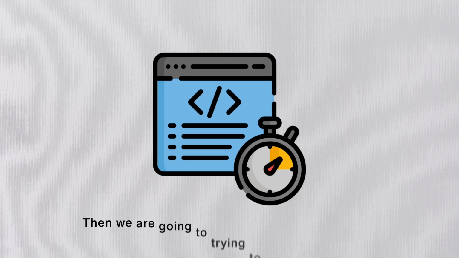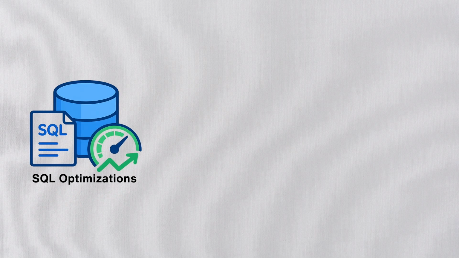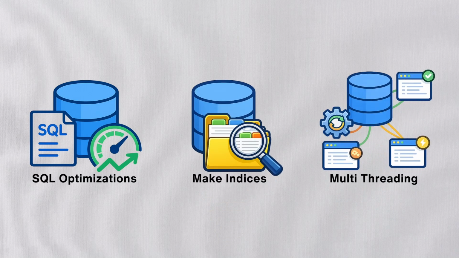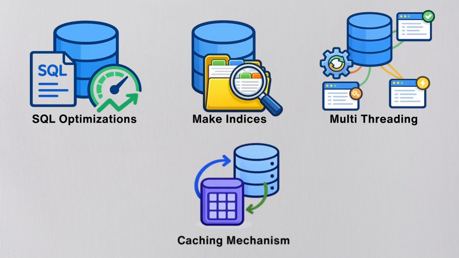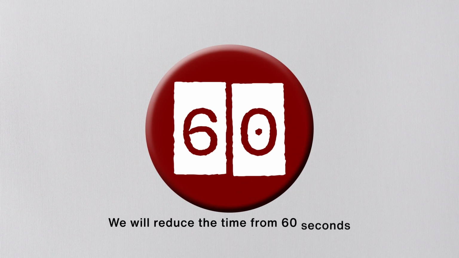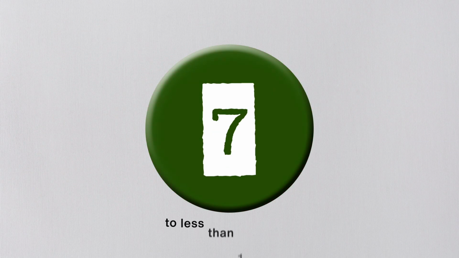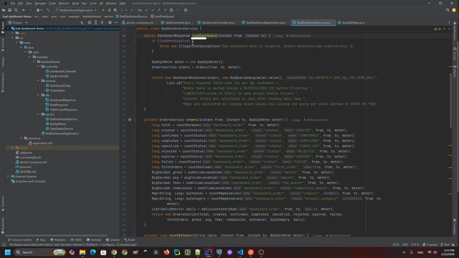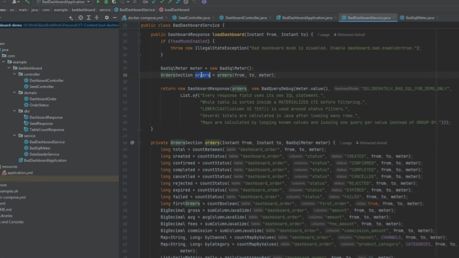Then we're gonna try to improve by making more SQL optimizations. Then we're gonna make indices. Then we're gonna make multi-threading, and eventually we're gonna make a caching mechanism. We will reduce the time from 60 seconds to less than 1 second, and I'm gonna show you how in this video. So here we're loading the dashboard, and basically our dashboard is just orders.